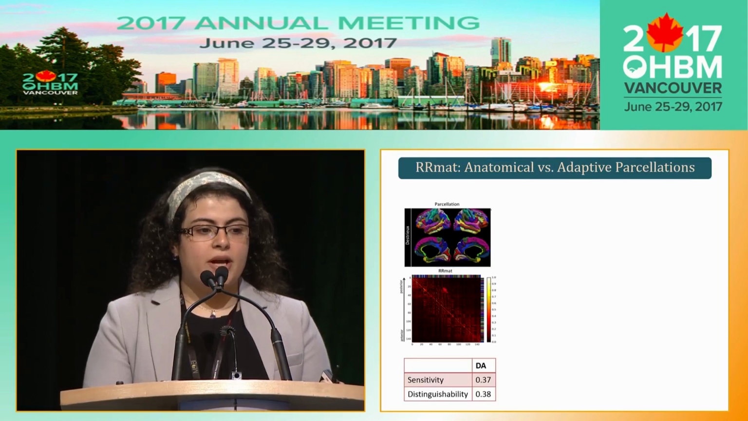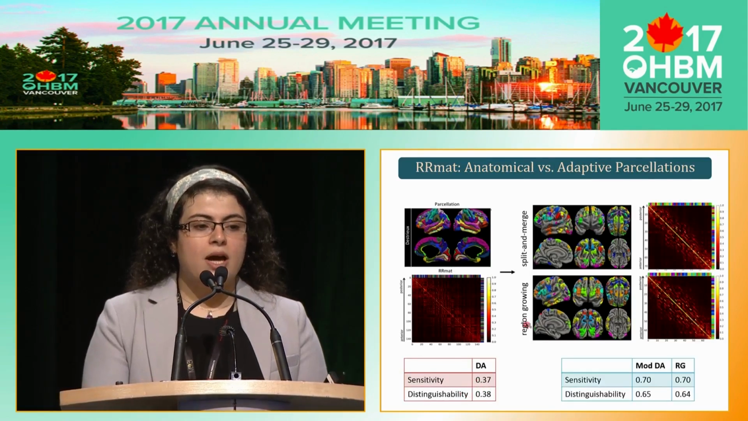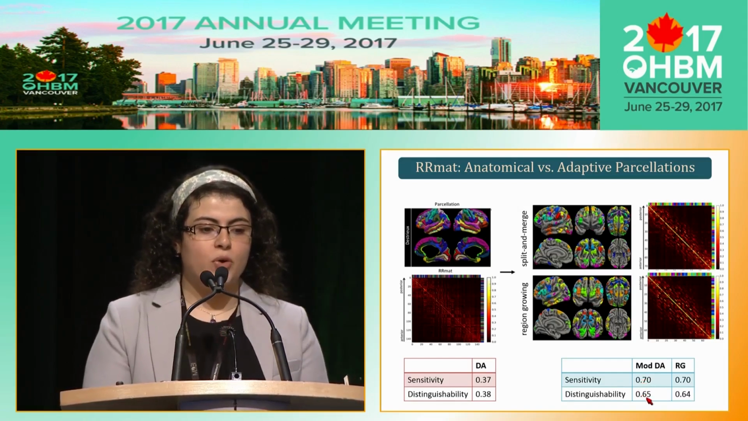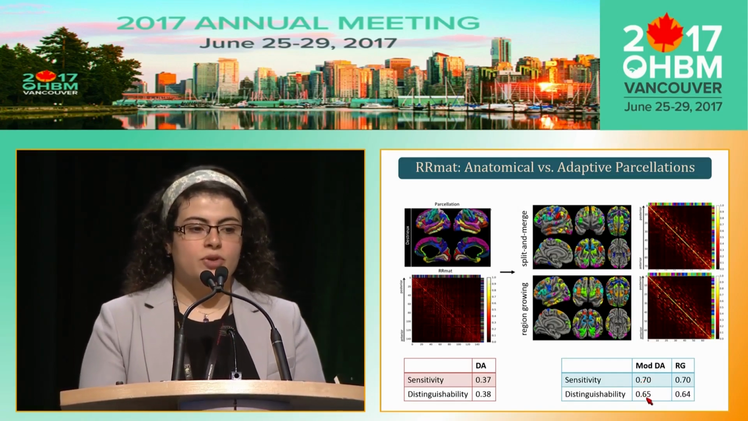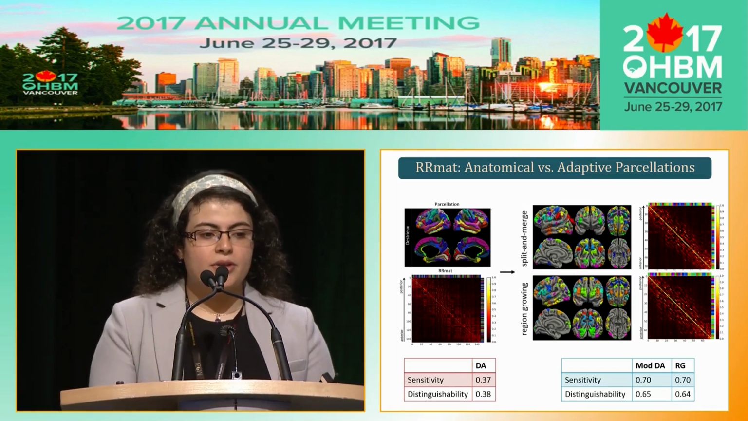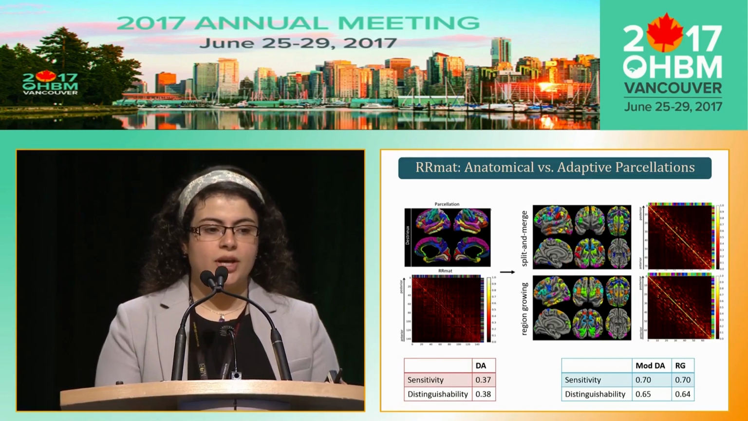When we looked at the RMATs for the anatomical parcellation, the sensitivity and distinguishability indices were around 0.4. We managed to improve it to some extent in the modified parcellations, where it was improved to 0.7 sensitivity and 0.65 for distinguishability.